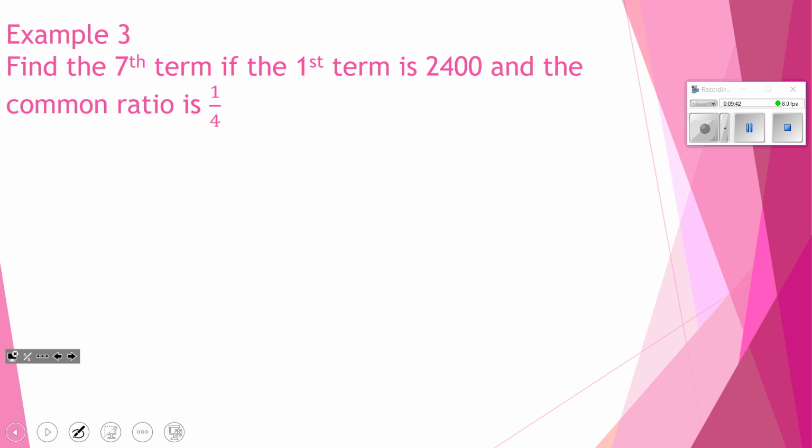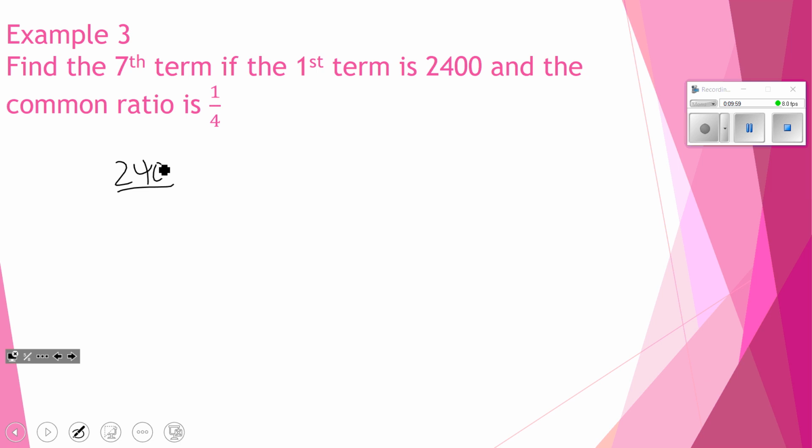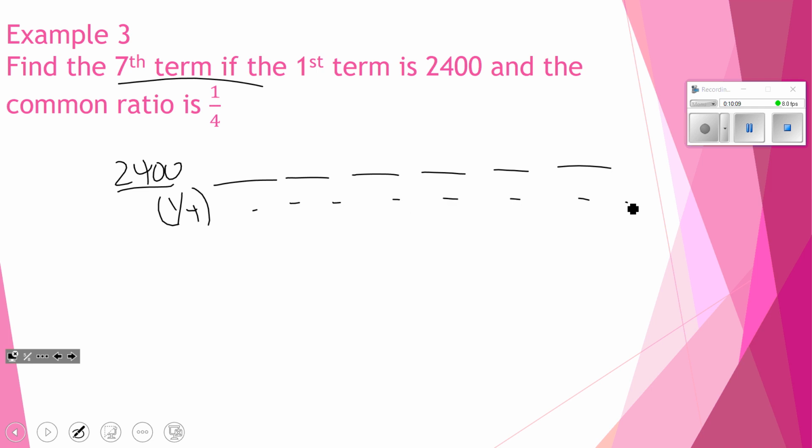Okay, so if you wanted to, you could, and again, I applaud you for reading it and understanding what you're talking about versus just looking at random numbers and trying to make them do something. We know our first term is 2400, and we know we're trying to find the seventh term. So 1, 2, 3, 4, 5, 6, 7. You could times by a fourth each time, and that would be just fine.